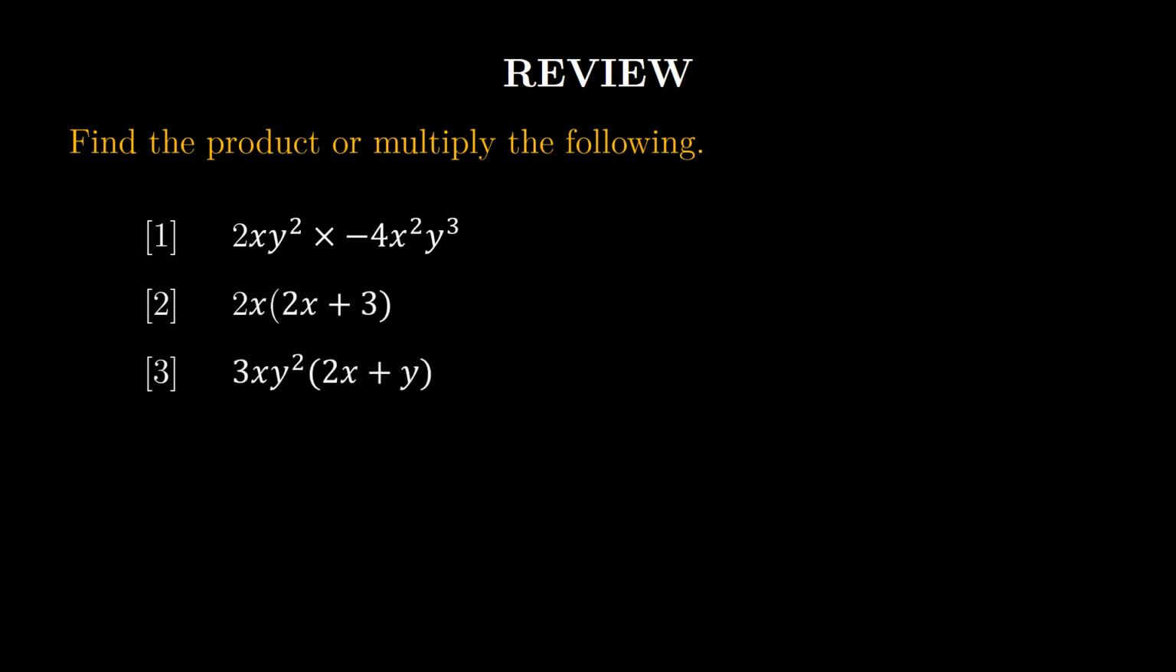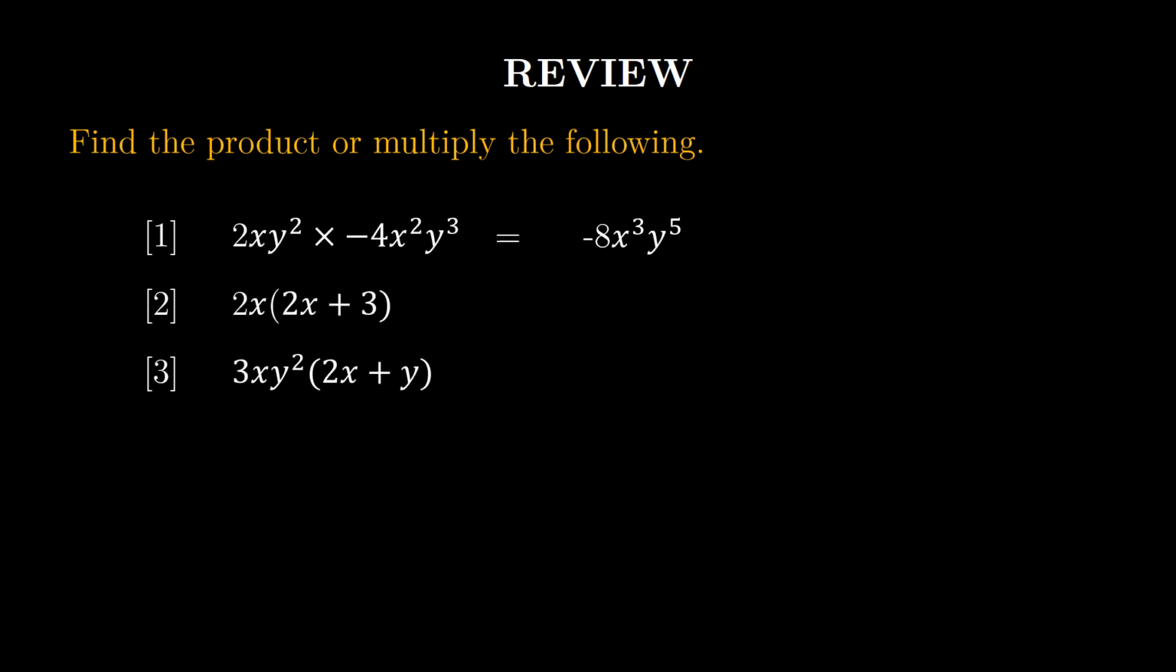Find the product, or multiply the following. This one: 2xy squared times negative 4x squared y minus 3. By the laws of exponents, we simply add the exponents of the variables. So 2 times negative 4, you have negative 8. Then x and x squared gives us x cubed. Y squared and y cubed gives us y raised to 5. So that is negative 8x cubed y raised to 5.